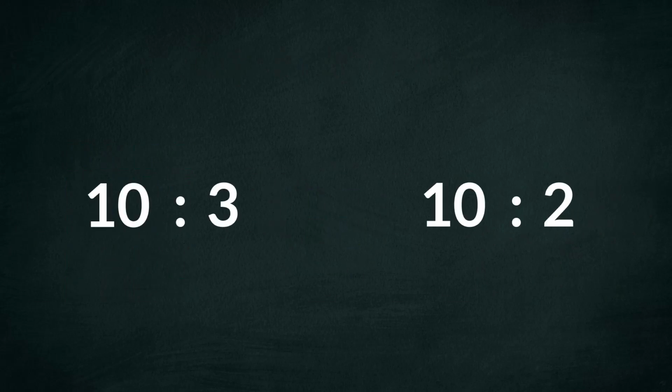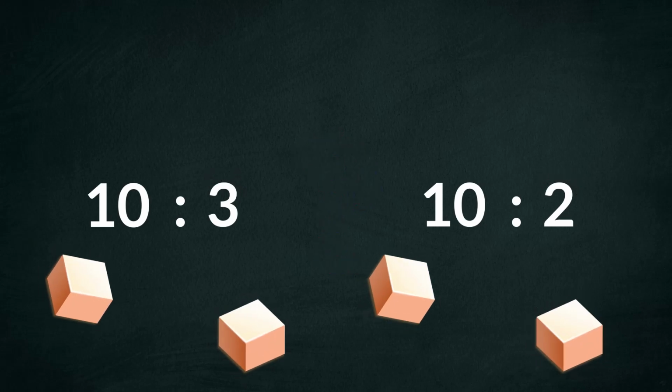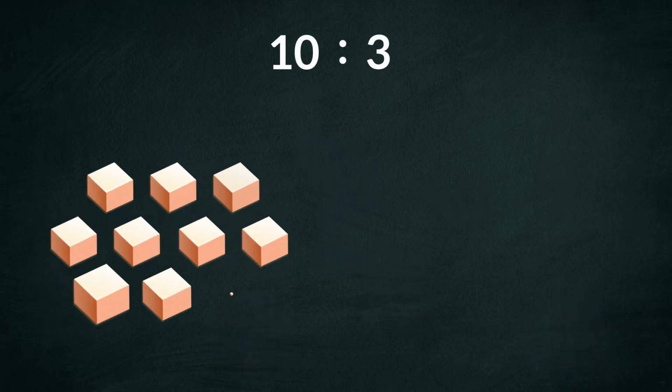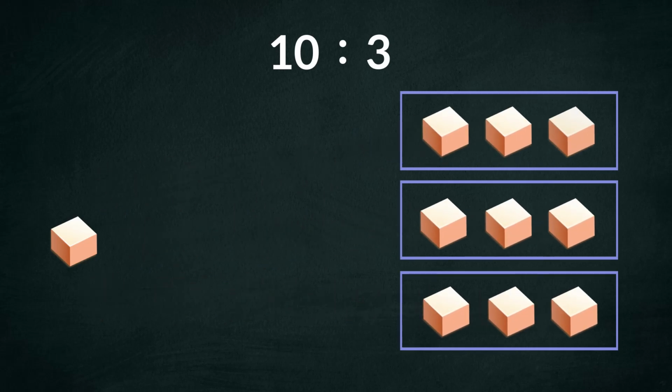All right, moving on. We have 10 divided by 3 and 10 divided by 2. Can you spot the difference between these divisions, besides the fact that they have different divisors? Let's bring out some blocks to help you understand better. Can we divide 10 blocks into 3 groups? Let's try. Okay, we have 3 blocks in each group, but yeah, there's 1 block left.